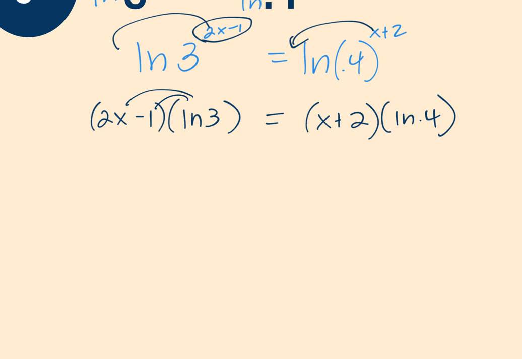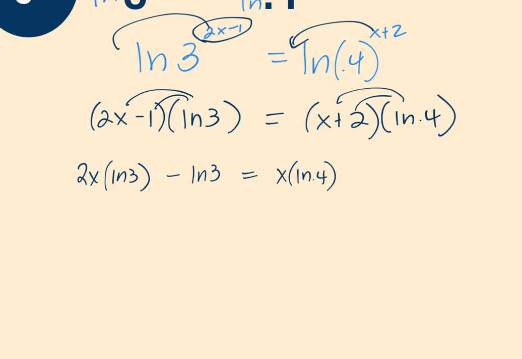And the order there doesn't matter. It could be 2x ln 3 or it could be ln 3 times 2x. It's all multiplication, so it doesn't matter. So I tend to put the x on the front and then ln of 3 minus 1 times ln of 3, which is just ln of 3. I'm going to do the same thing on the other side. So x times ln 0.4, careful, don't lose the decimal, plus 2 ln 0.4.